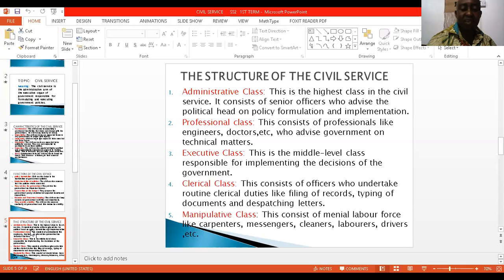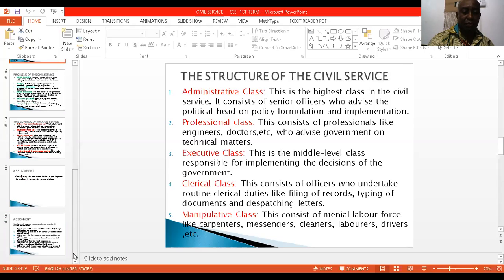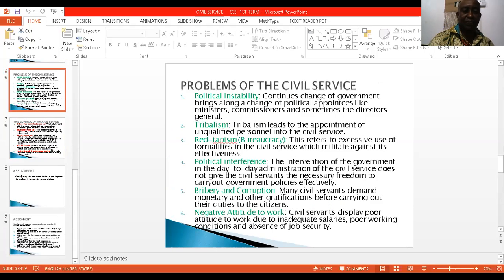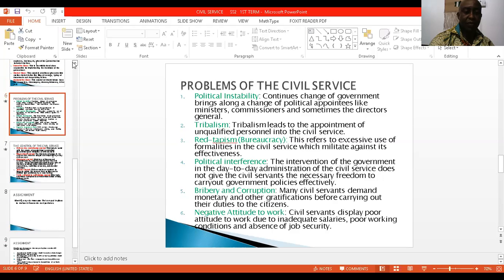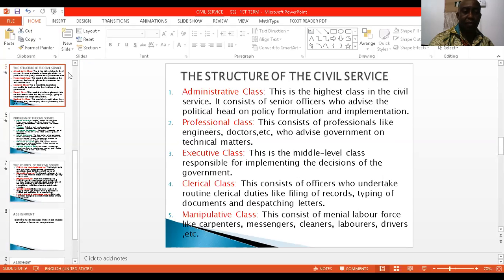We have the clerical class, the manipulative class, and so on and so forth. Okay, the structure. The administrative class. This is the highest class in the civil service. It consists of senior officers who advise the political head on policy formulation and what? Implementation. The administrative class, the highest class in the civil service.